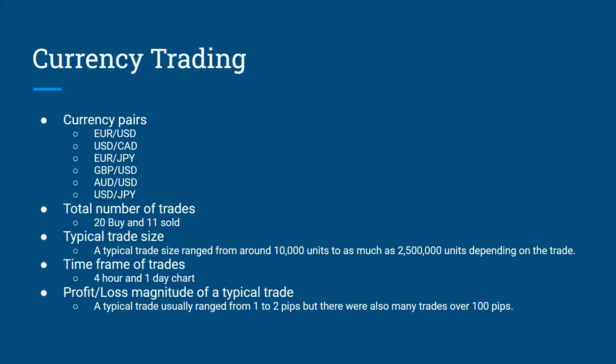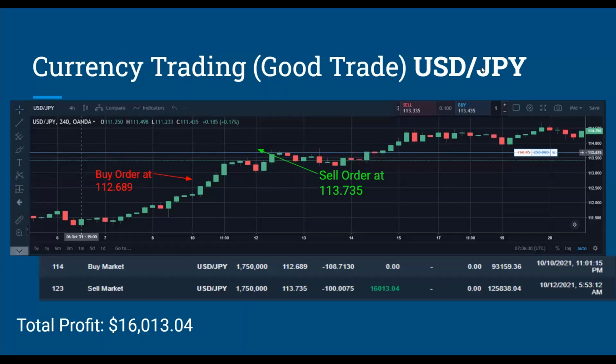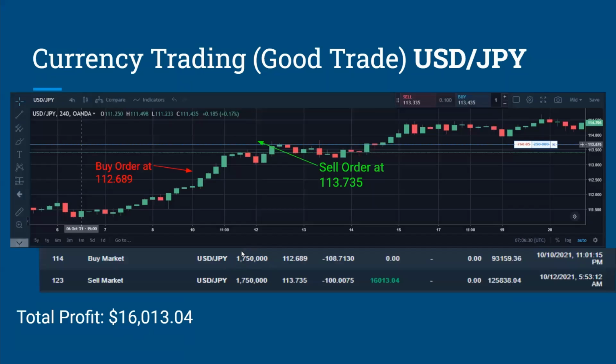The profit loss magnitude of a typical trade usually ranges from 1 to 2 pips, but there were also many trades over 100 pips. So this is an example of a good trade that we did, and we traded USD Japan. And this was a good example of us going big or going home, as the saying goes. And we bought almost 2 million units of this currency, and we turned out to make a good profit on it because we saw the upwards trend going on a little down here, so it seemed like a good idea to buy. And then once we saw that we had a significant amount of profit, then we opted to sell.